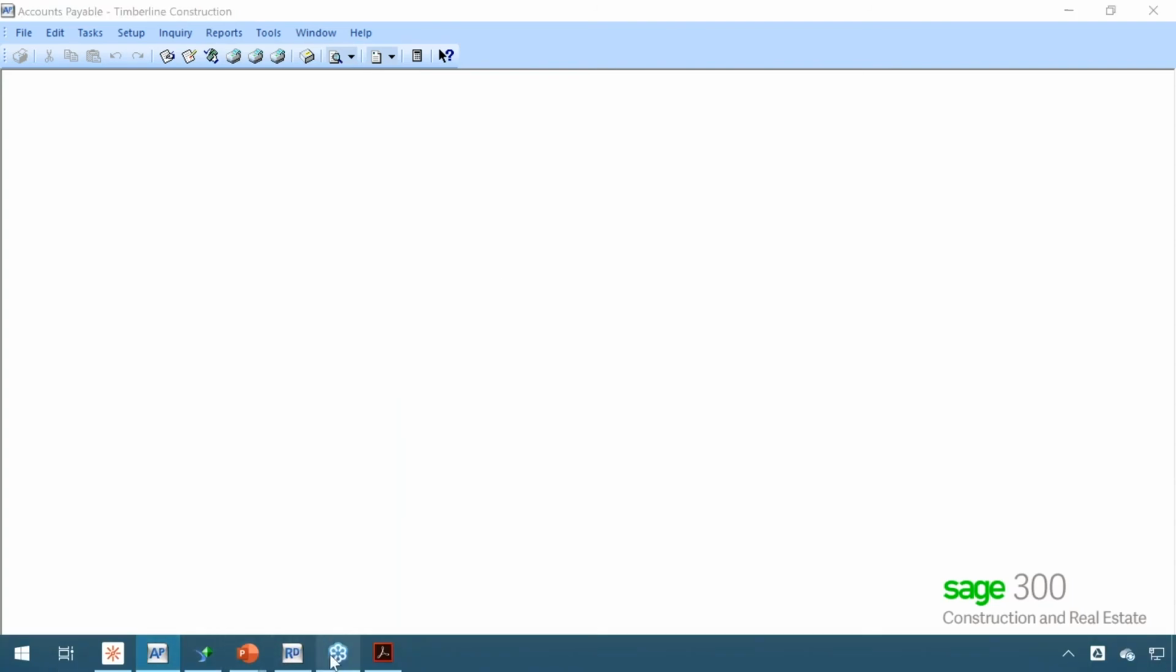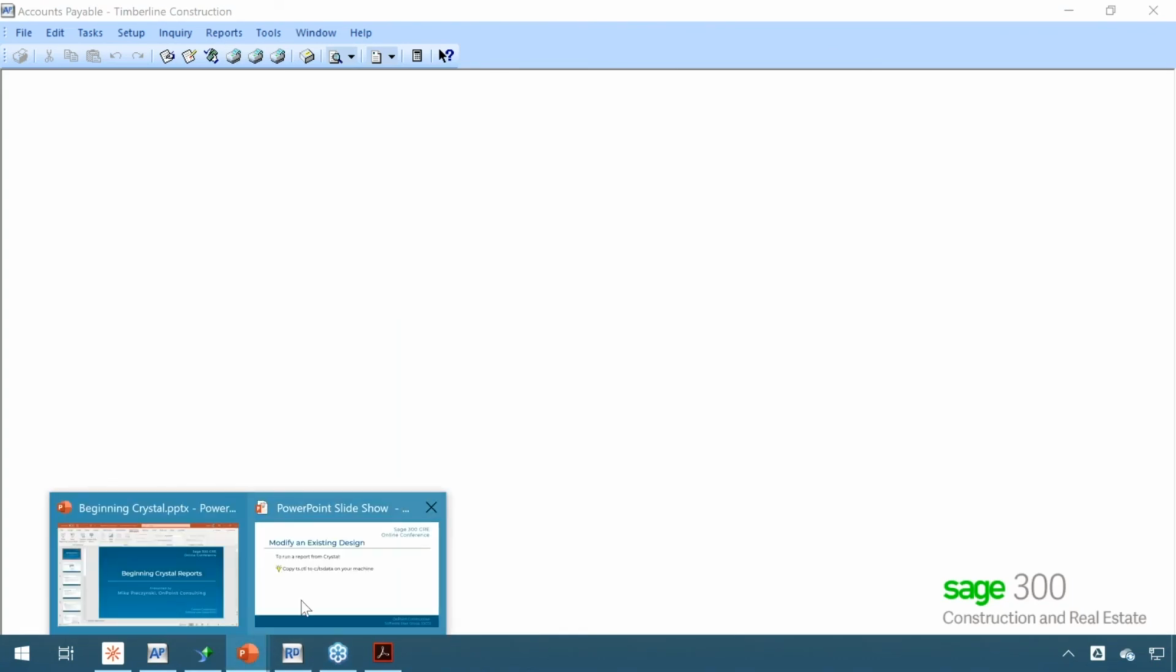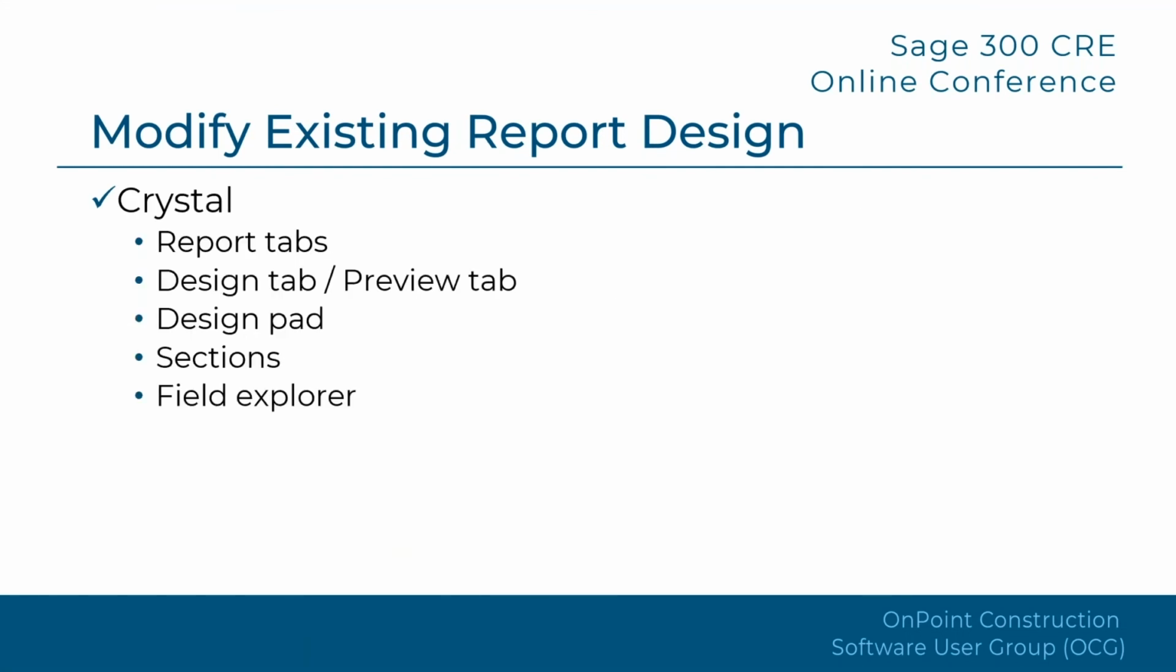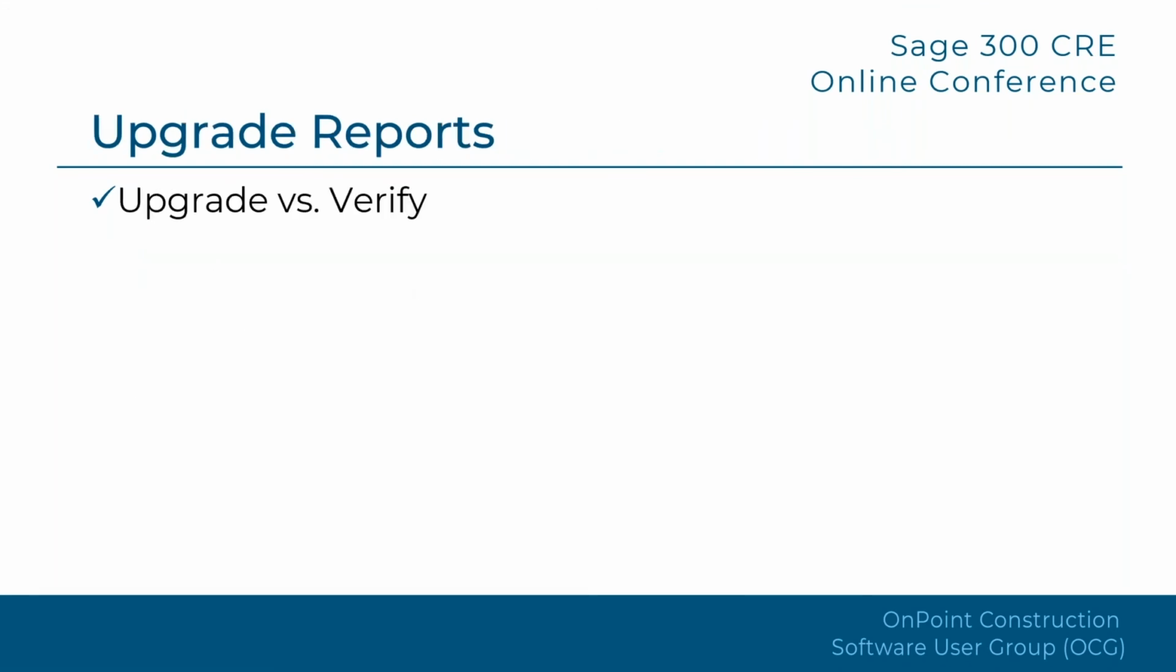All right, down the home stretch. Let's see, we've modified that. We went through the reporting tabs, the preview, the design, the sections, the field explorer on the right. Upgrading. There's two words that are used around these reports. One is upgrade, one is verify.